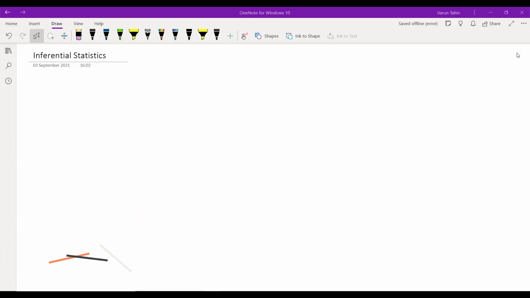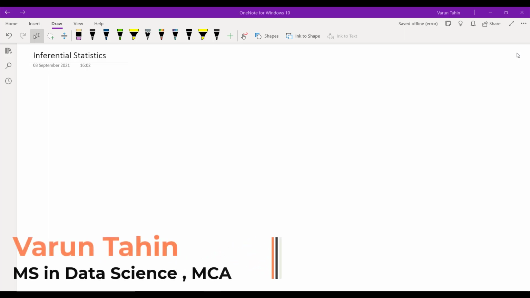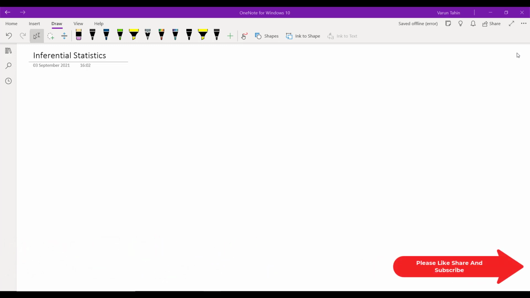This is Varun. Now that we have understood how to use various Python libraries for analysis of data and visualize them, this is the right time that we take a leap ahead and learn some aspects which are essential before starting machine learning. And one such aspect is learning inferential statistics.